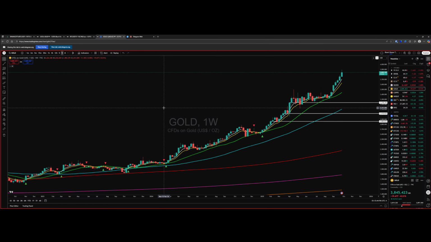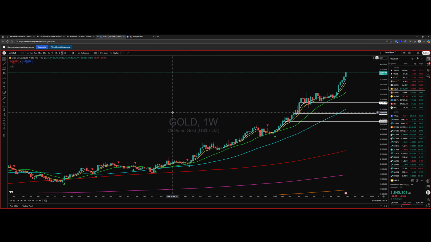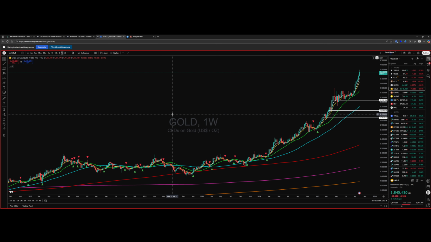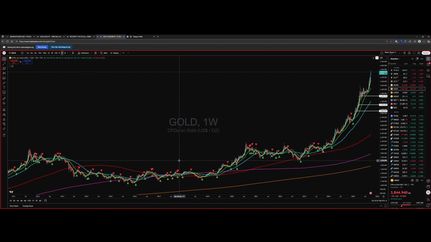Yeah, all right. So you can see this gold chart. This is the weekly chart. We're trading above the 20, the 50, the 200. We're trading above everything. And we really are in price exploration mode. Where we go from here, I don't know.